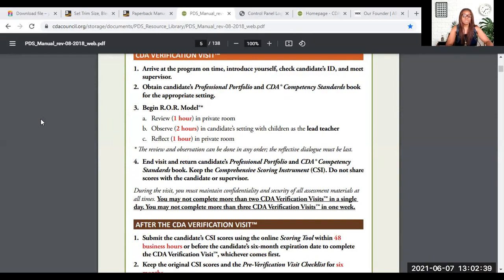Okay. So please make sure that there is a private room and that you are acting as the lead teacher. So you're not acting as the assistant teacher, but you are the lead teacher. So if you are currently an assistant teacher or associate teacher, that day you need to be in the role of a lead teacher. Your visit will take 4 hours: 1 hour for a review in the private room at the end, 2 hours of observation, and 1 hour for the private room reflection of your portfolio.